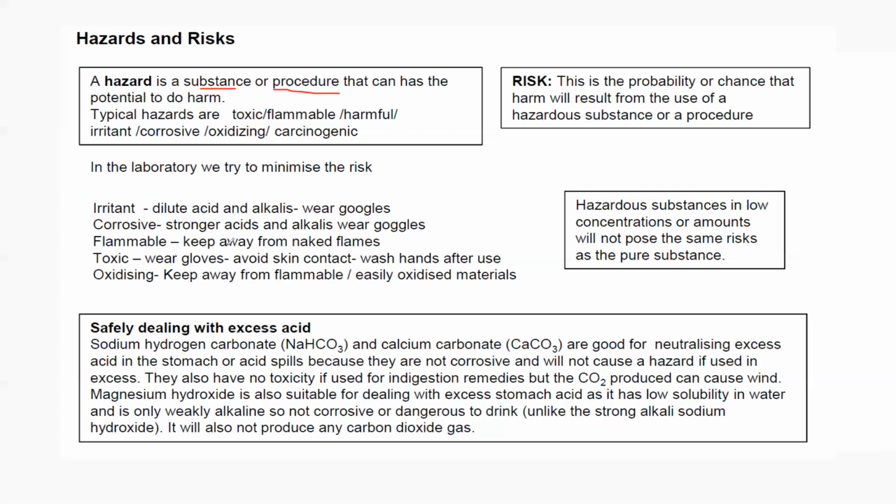Flammable, so we do not directly expose it to the flame. If something is toxic, we wear gloves or avoid skin contact. And if something is oxidizing, we keep it away from flammable substances, as they can easily be oxidized. Substances which can be easily oxidized are not placed close to the oxidizing agent.